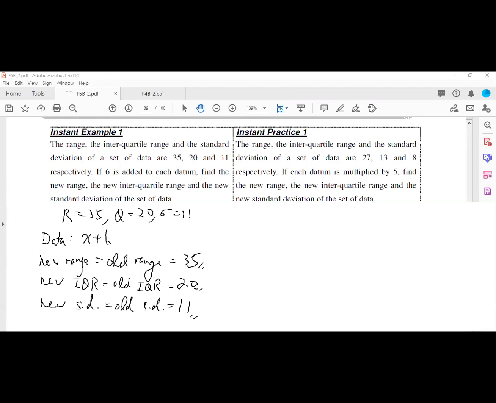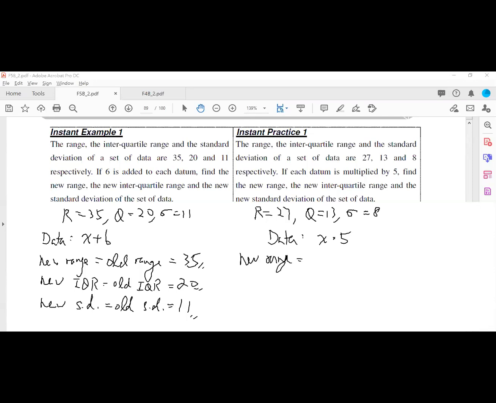OK, let's do instant practice 1 together. Instant practice 1. The range, the interquartile range, and the standard deviation of a set of data are 27, 13, and 8 respectively. So the range is 27, interquartile range is 13, and standard deviation is 8. And now the data is multiplied by 5. And then we are going to find the new range.